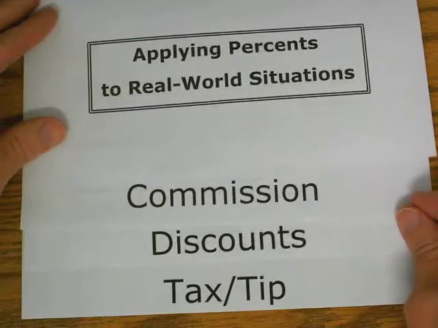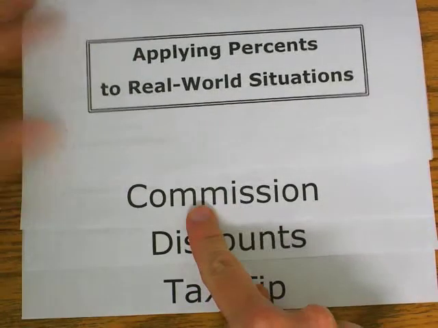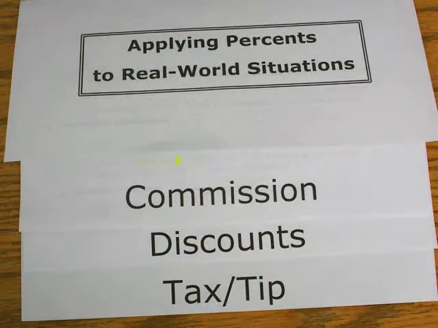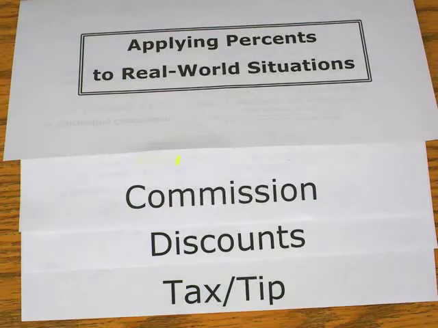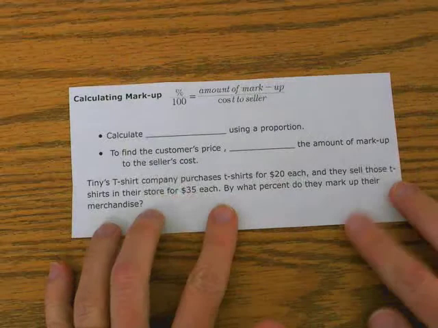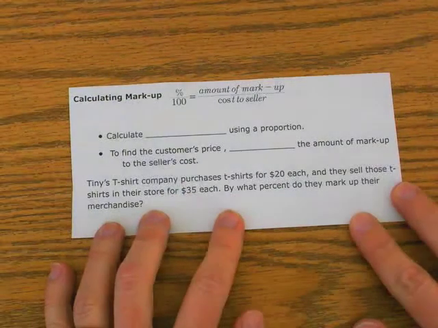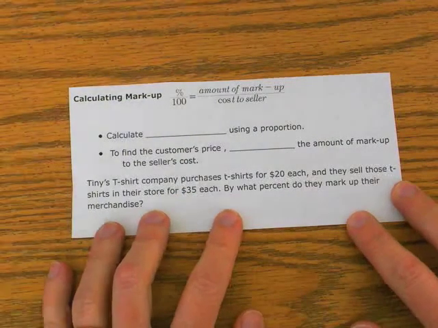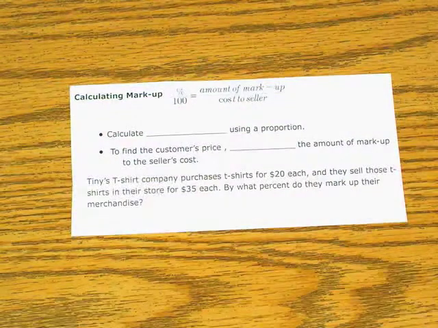In this video, I'm going to show you how to fill out the commission section of the applying percents to real-world situations. And then I'm going to tell you how to fill in the information about calculating markup, which will have to go on the left side of the page with an example down below. So we're going to start with the commission section.